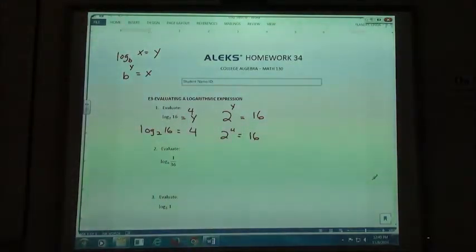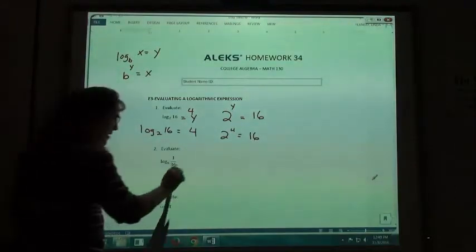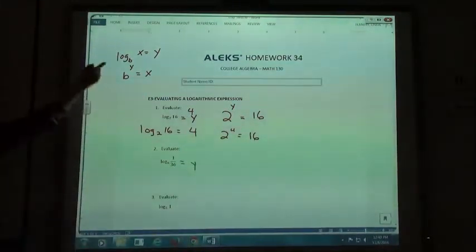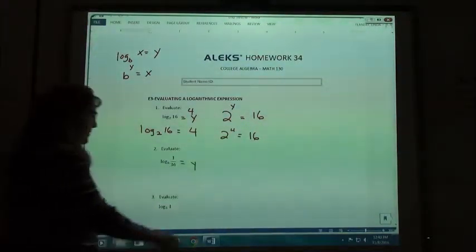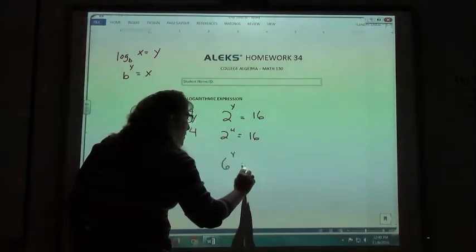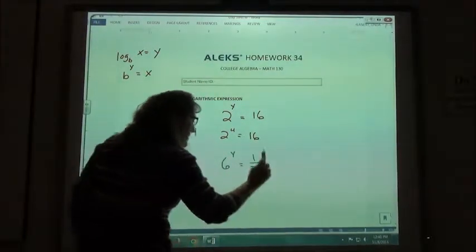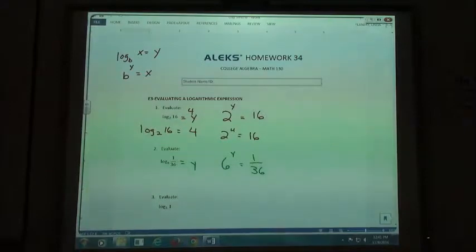So number 2, if I am going to rewrite that in exponential form, again, I'm just going to put a y just so it matches what I have up there. You can put whatever variable you wanted to. 6 to the y power equals 1 over 36. 6 to what power is 1 over 36?